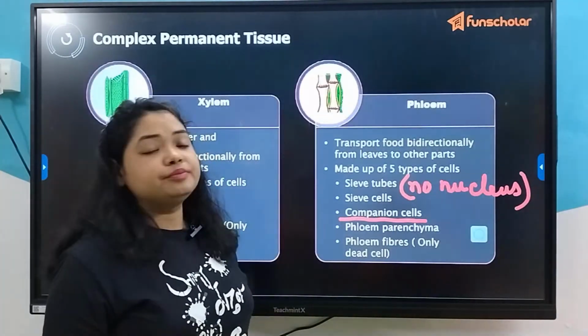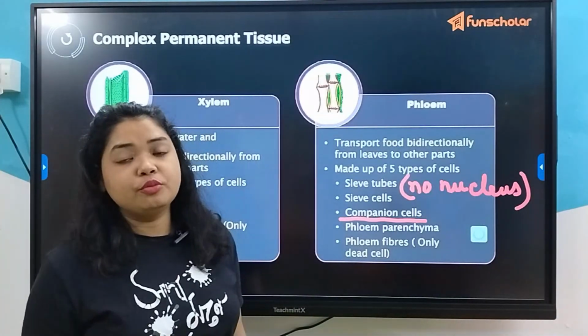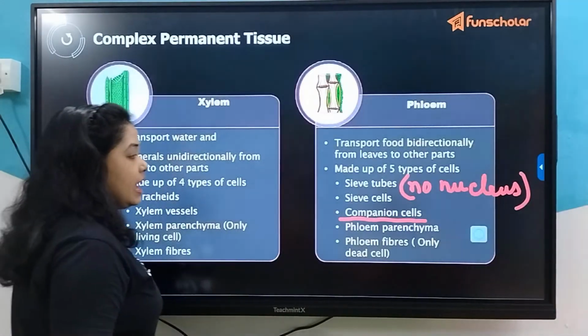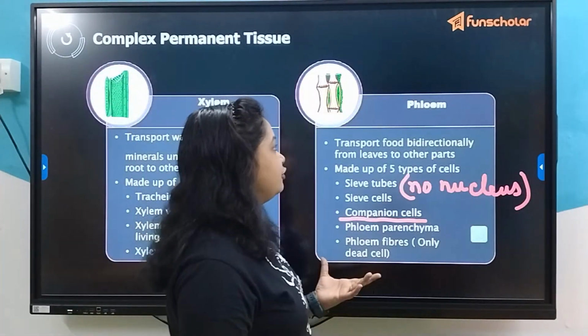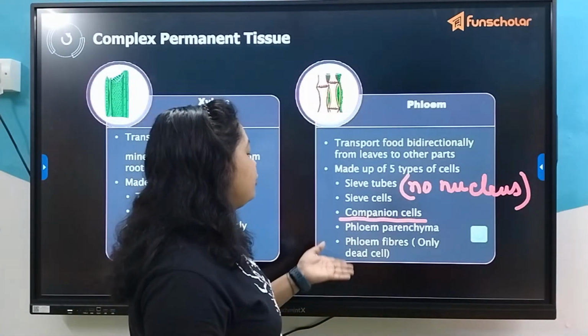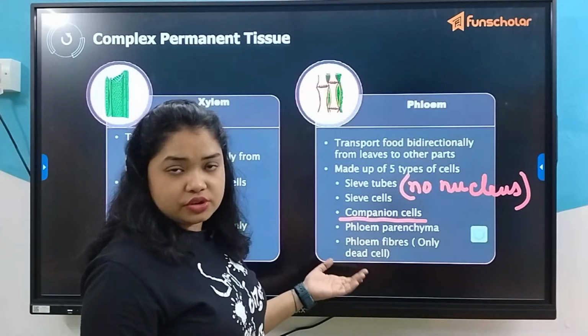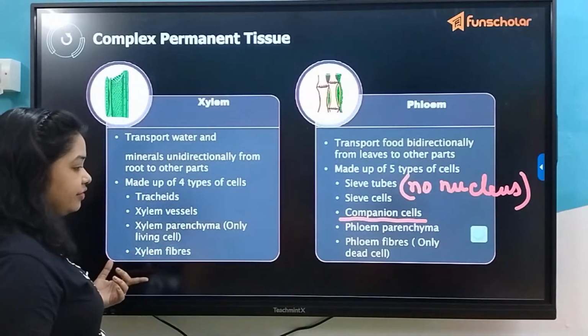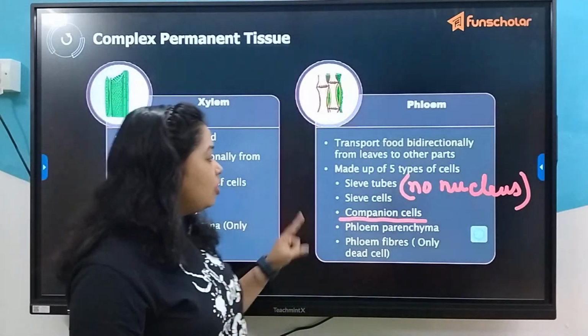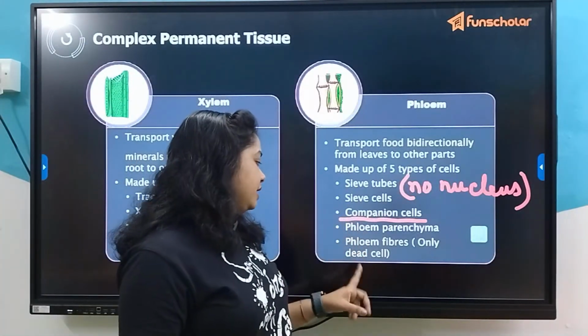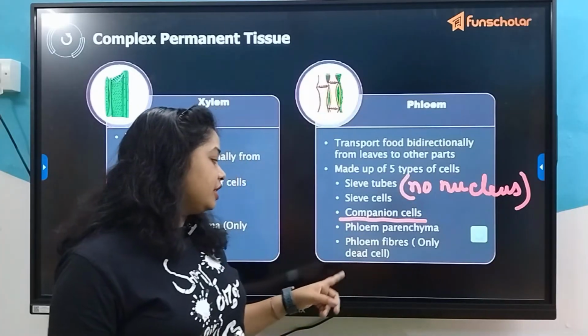The sieve tubes are perforated for the food molecules to pass through, and in the case of phloem tissue, the phloem fibers also provide mechanical support just like the xylem fibers. But here all the cells are alive except the phloem fibers, which are dead.